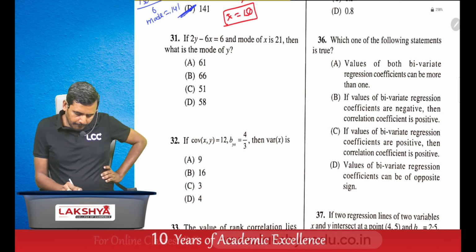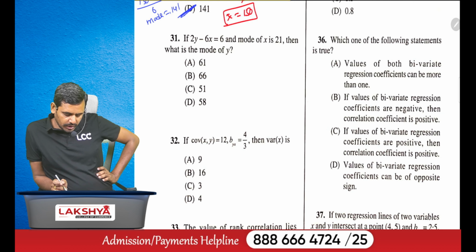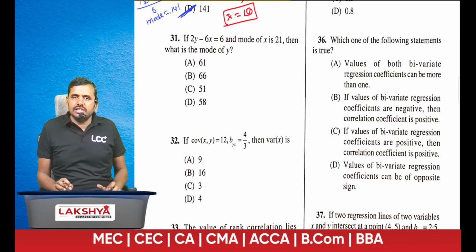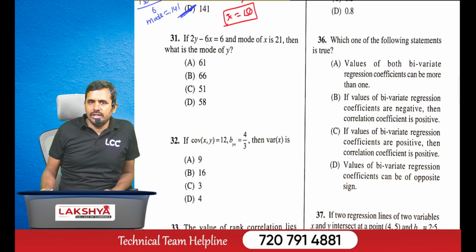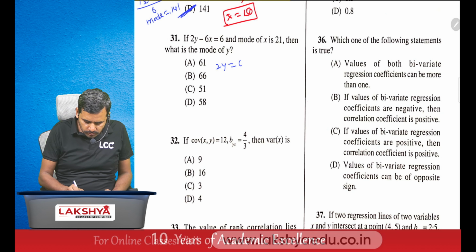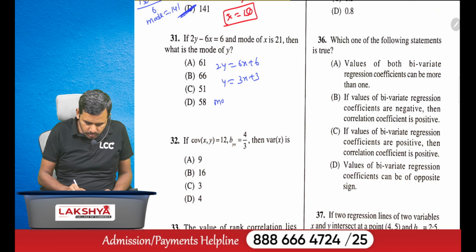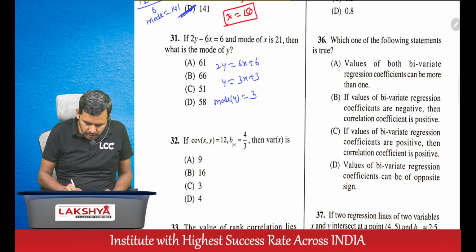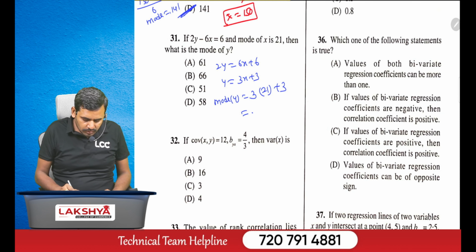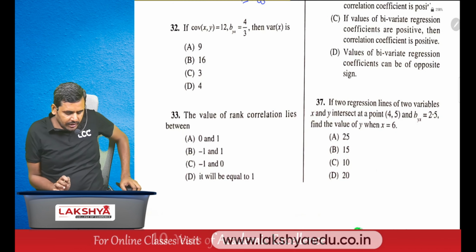Next, 31. 2y minus 6x is equal to 6. Mode of x is 21. Then what is the mode of y? Any line in statistics is given, first we have to convert the line into the form y is equal to a plus bx. That is 2y is equal to 6x plus 6. Therefore, y is equal to 3x plus 3. Hence, mode of y is equal to 3 into mode of x plus 3. Mode of x is 21. Simplifying this, we get 66. B is the right answer.